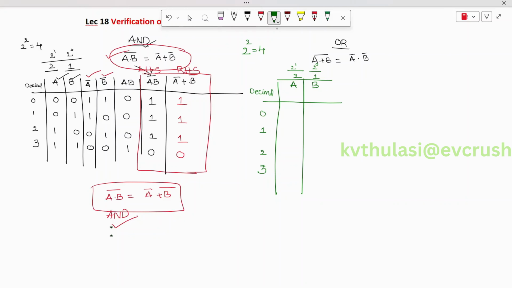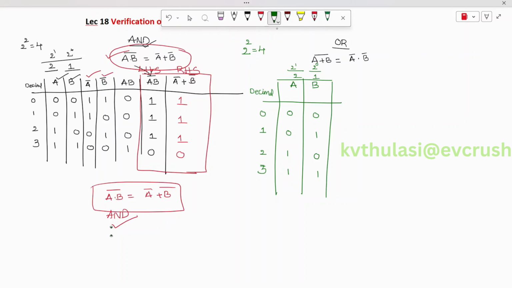How to write decimal 0 in BCD? Here you get 0, 0. How to write 1? It is 0, 1. How to write 2? 1, 0. How to write 3? We can write it as 1, 1. Now we require the values of A bar and B bar. Okay, let's try to perform this also.